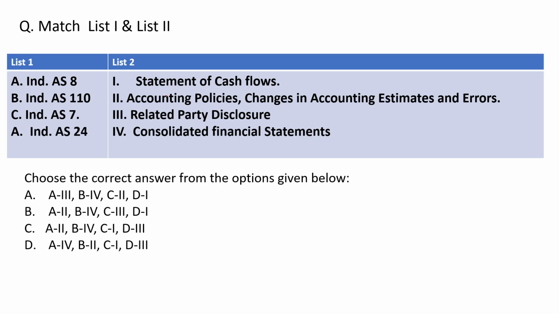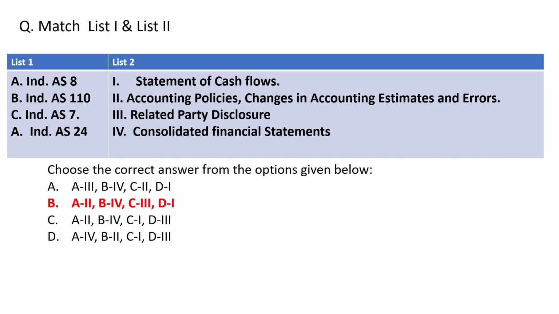Ind AS 7 is related to the statement of cash flows, where C1 is mentioned in two places. Then the third statement, Ind AS 24, is related to the related party disclosure. So this will be another one. If you check Ind AS 8, Ind AS 8 is related to accounting policies, changes in accounting estimates and errors.